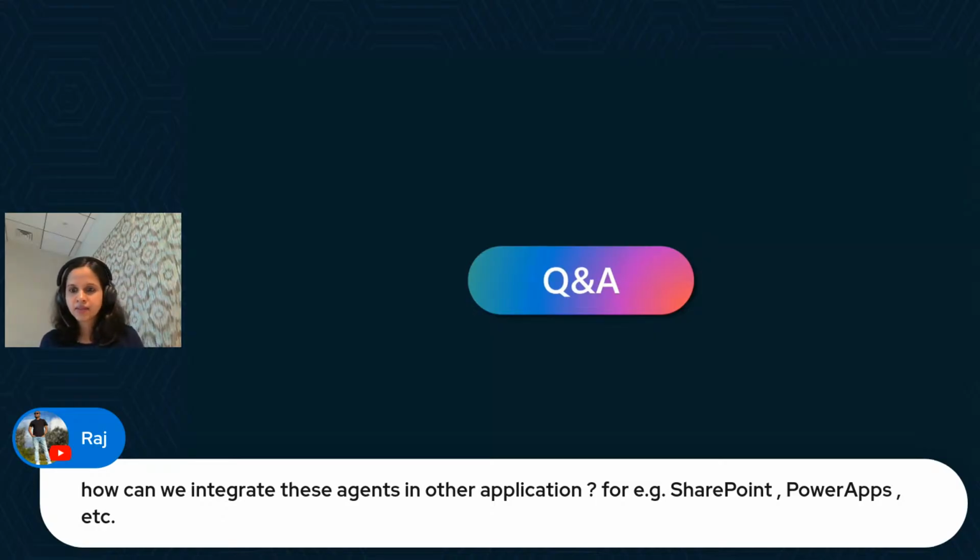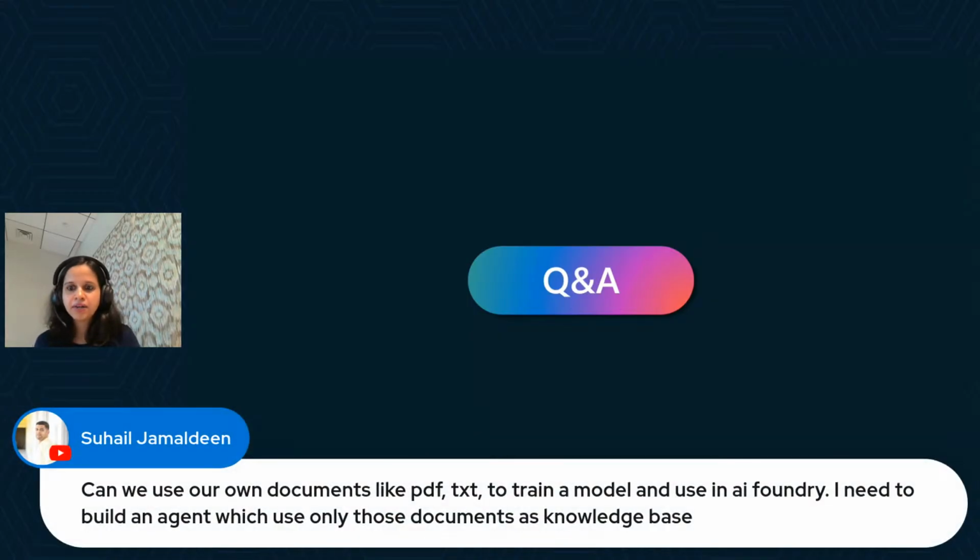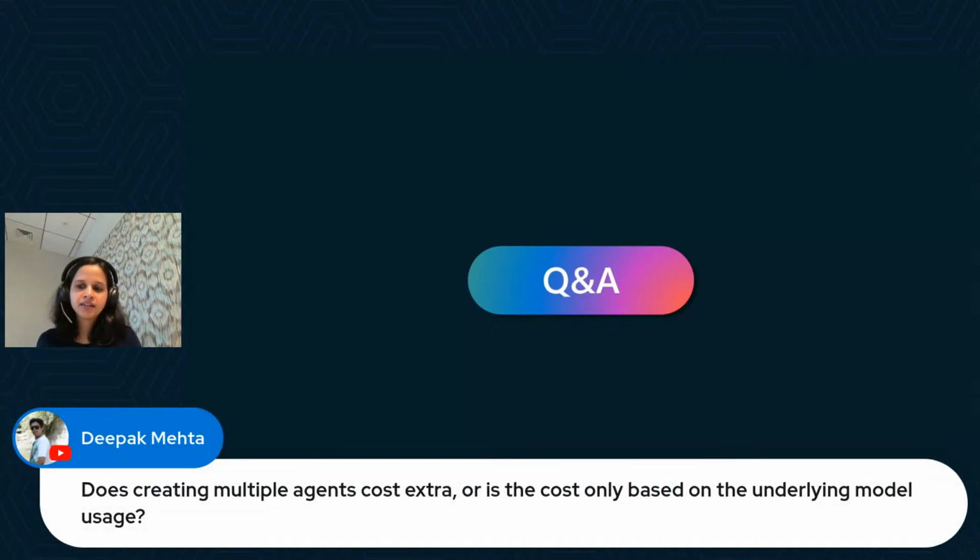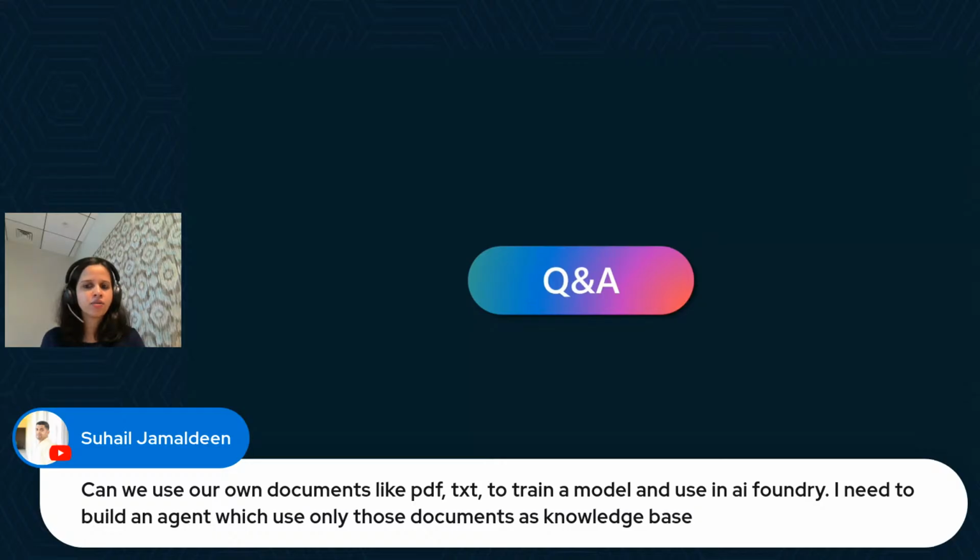Moving to the next question, can we use our own documents like PDF, text to train a model and use in AI Foundry? I need to build an agent which uses only those documents as knowledge base. Oh yes, this is possible. If you saw when I created an agent, I had the option to choose my model deployment. In that part, you can actually put your own model. I just took a GPT-4o mini to keep it simple. There are customers who create small language models, fine-tuned models, and then use agents for those specific use cases. For example, with loan underwriting, there are organizations who might need a special small language model which can do the underwriting process for their organization. In such cases, you build a fine-tuned model or an SLM, and then you connect it to your agent. So yeah, this is possible.